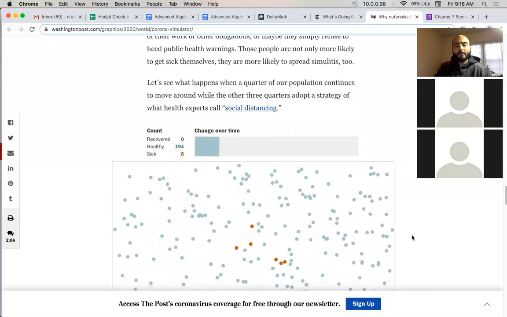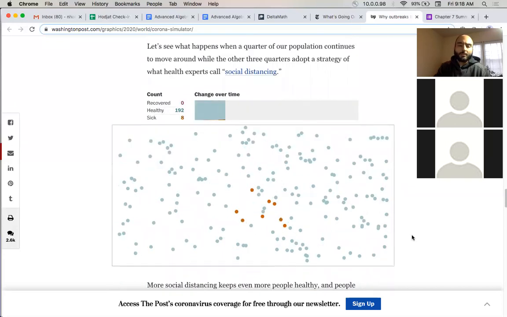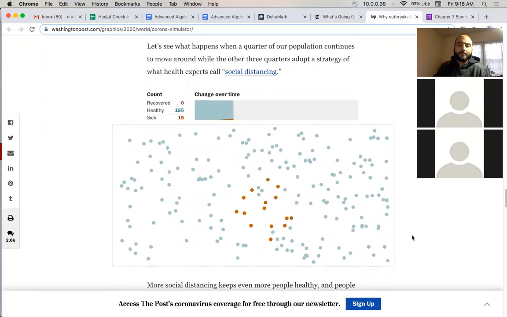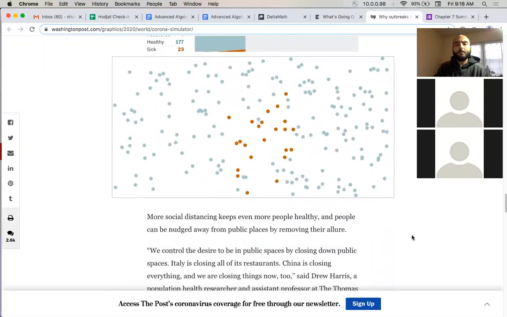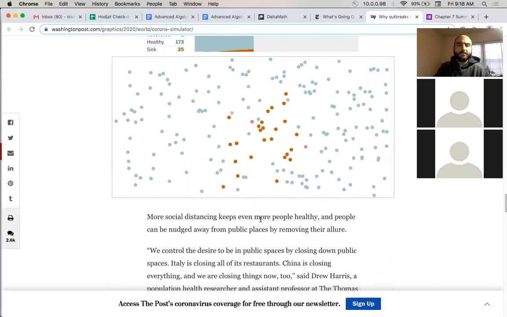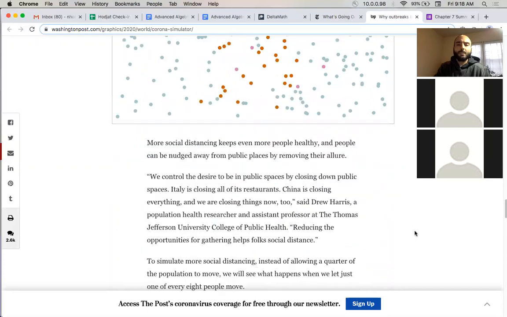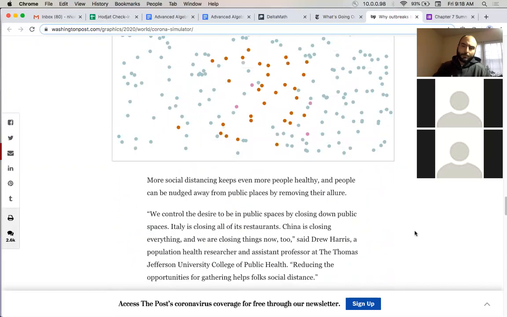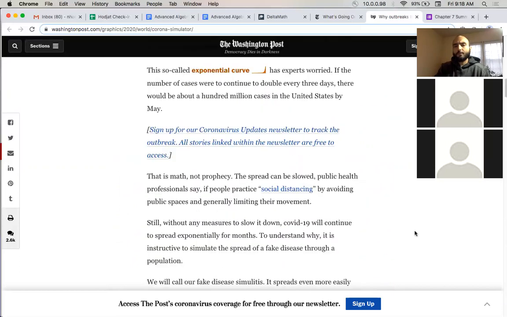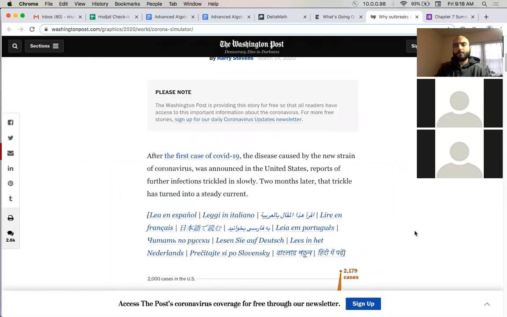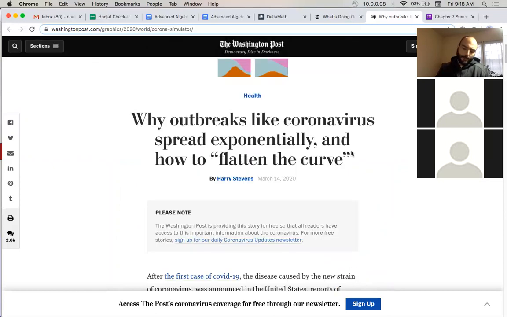But there are good outlets like the New York Times, the Washington Post, and the CDC, the Center for Disease Control, that are showing what it can mean to practice social distancing and why this sacrifice that everyone is making is so critical. So I just thought it'd be interesting if folks wanted to head over to this Washington Post simulation and check it out.